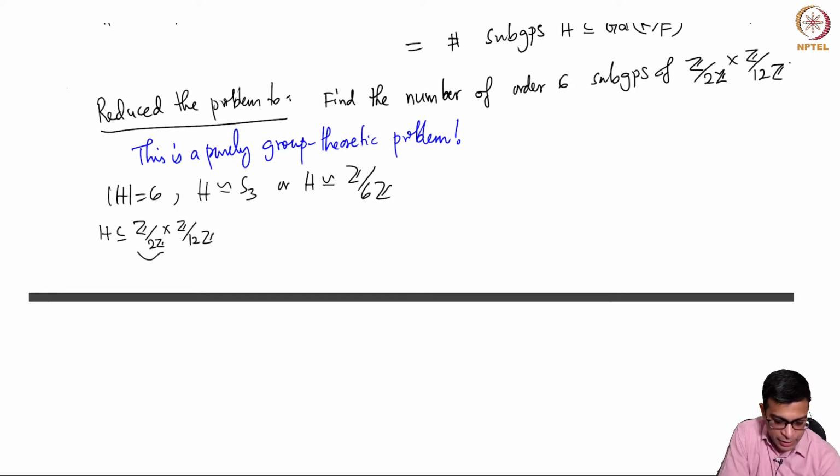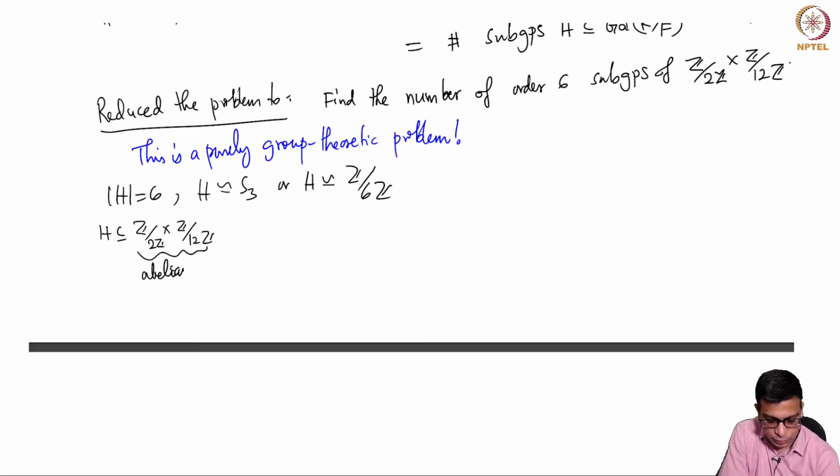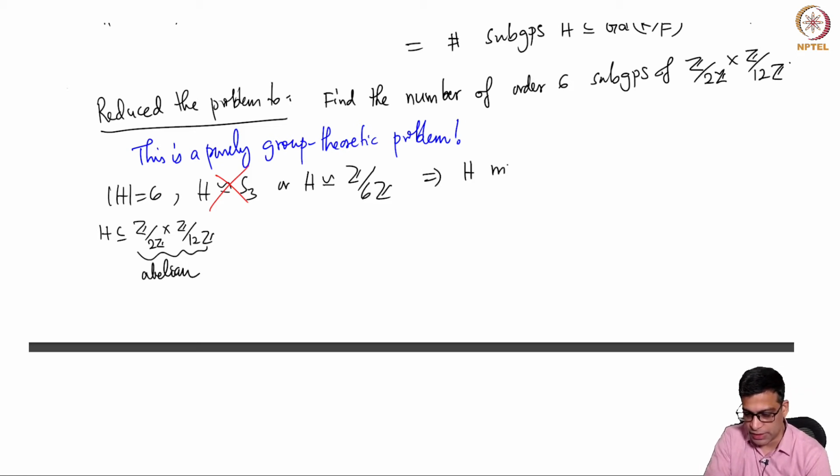But this is abelian. So H is abelian, so basically this cannot happen. So we are looking for cyclic groups of order 6, right? So H must be cyclic. So we will know the number of such H.